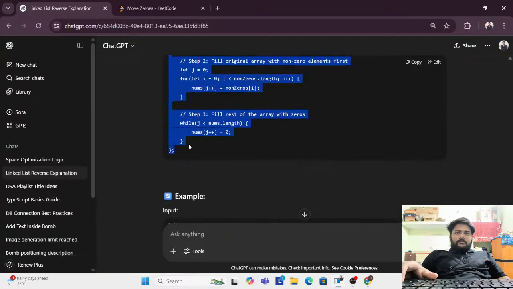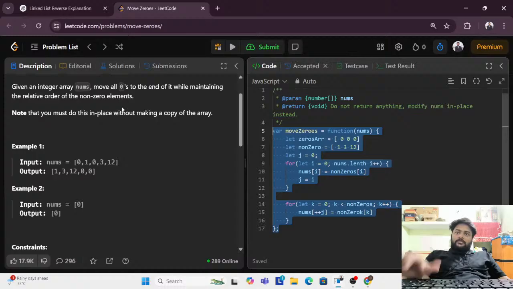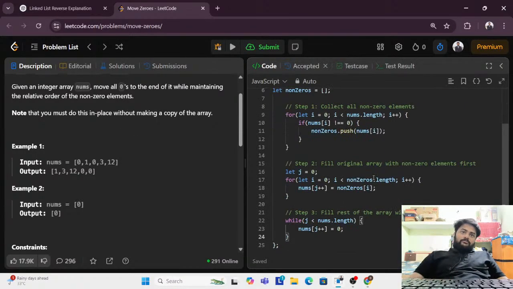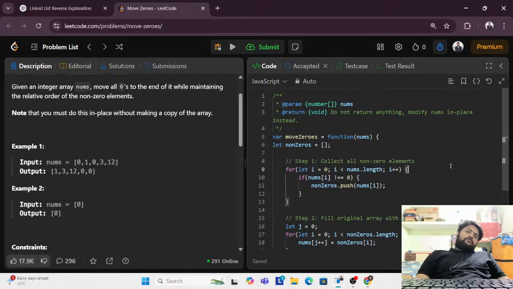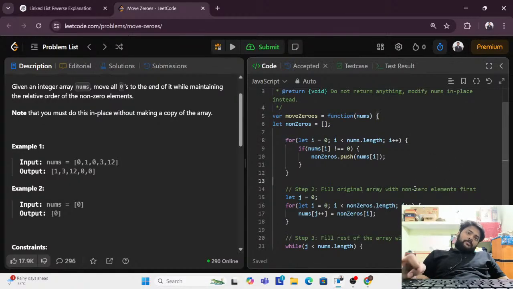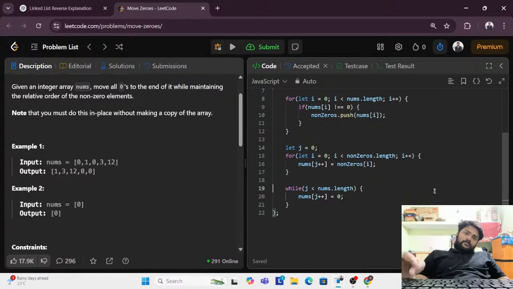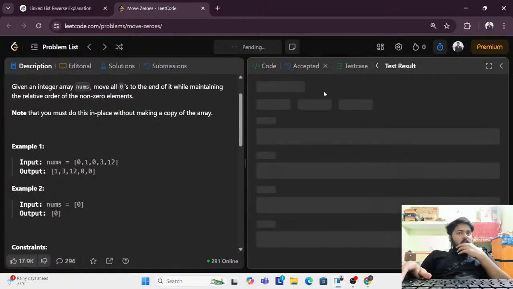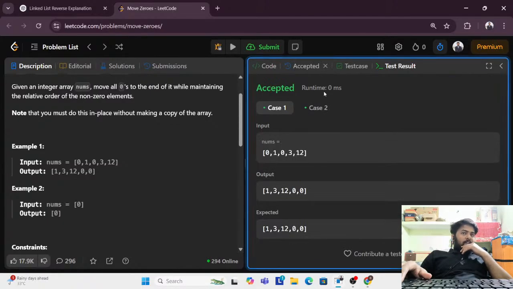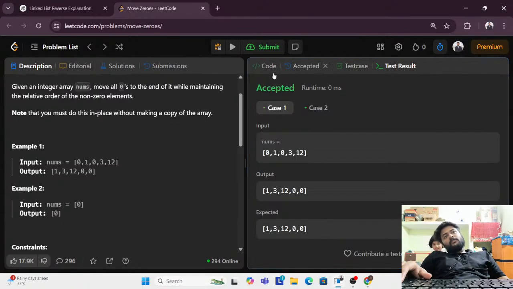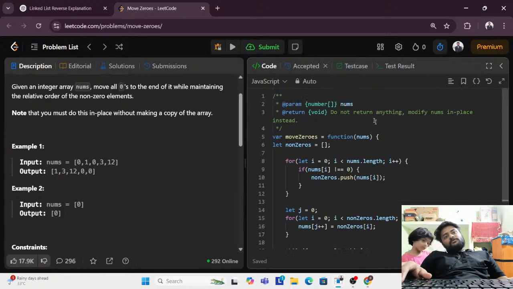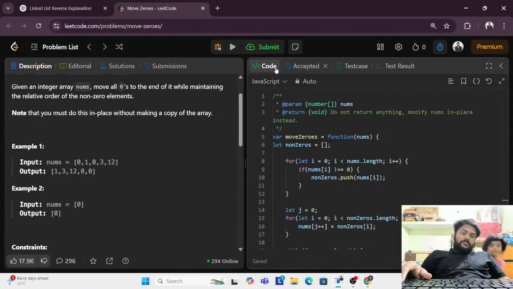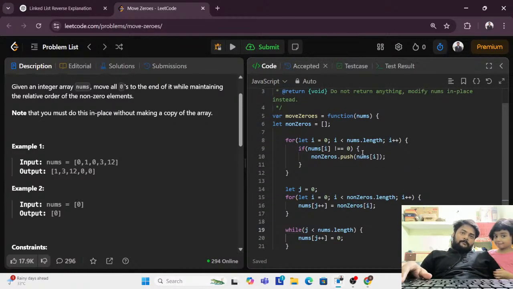Let's see if this works or not, because it says in place is not allowed, and we are already using extra space. So in place could be, the meaning of in place could be that I cannot use... okay, I got your point.